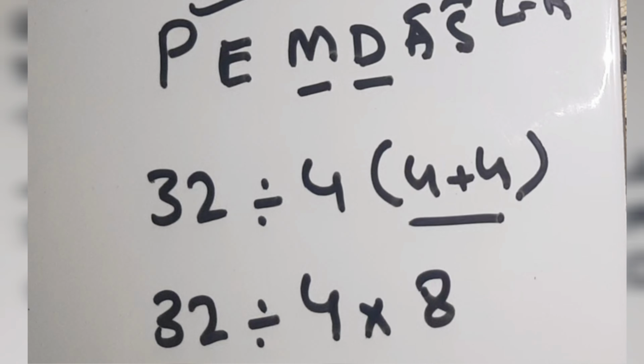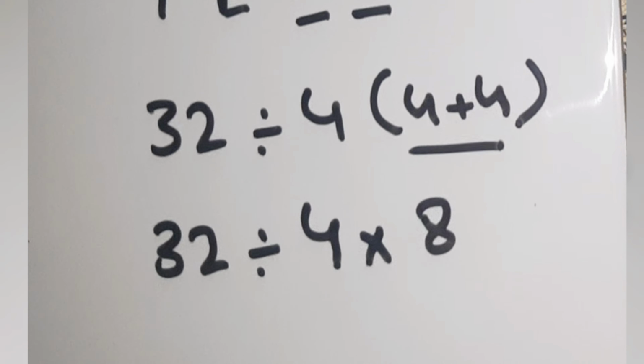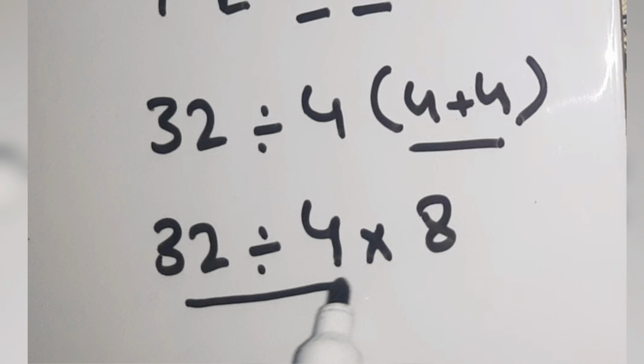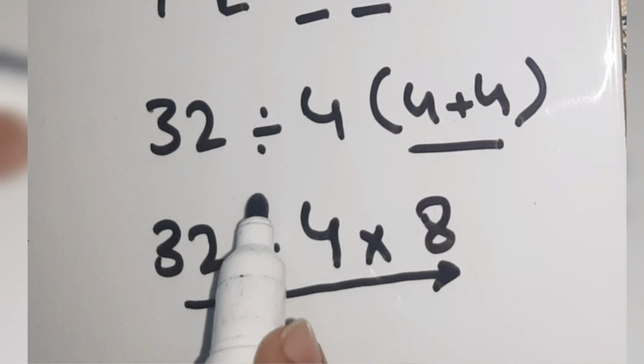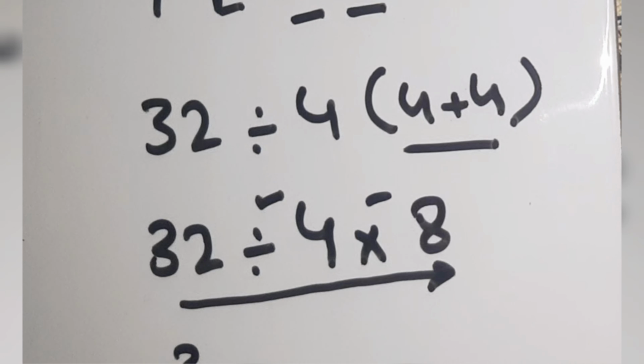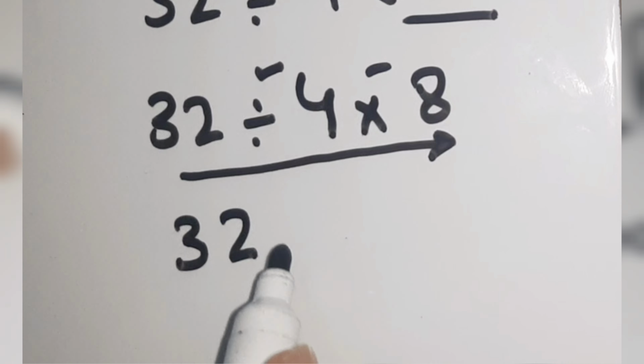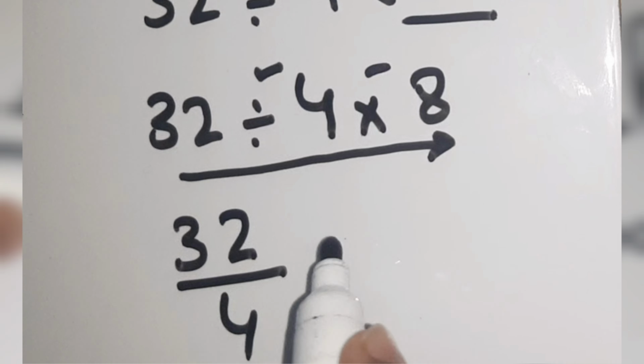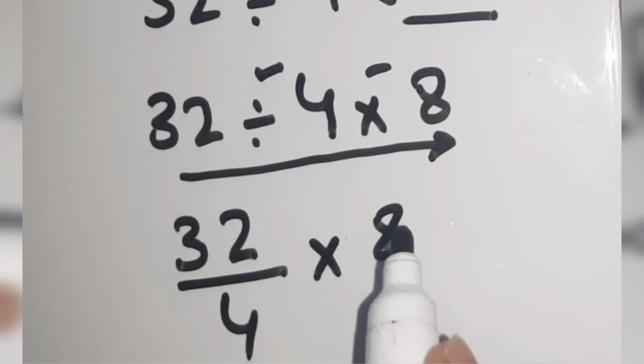Now here we know that division and multiplication have equal priority. Always work from left to right. So first we do division, then multiplication. Now 32 divided by 4 times 8.